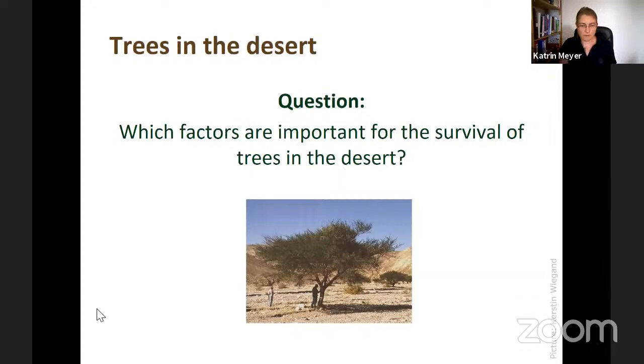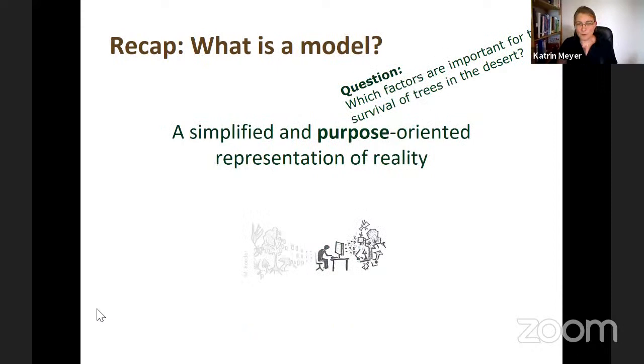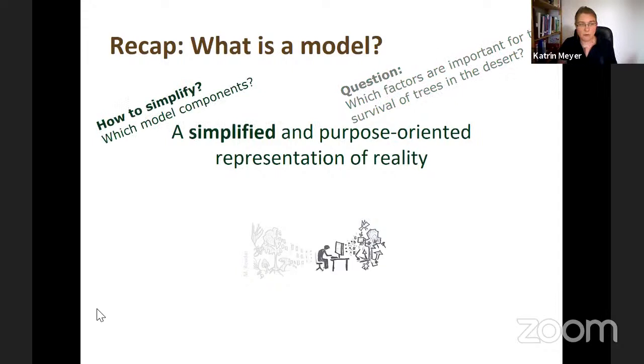So if we recap our model definition from the beginning, we need a simplified and purpose-oriented representation of reality. And this is our purpose now. This is the concrete question: which factors are important for the survival of the trees in the desert? Now we can start simplifying, but how do we do that? Which model components should we consider? The first step was actually the question. Now comes the second step.